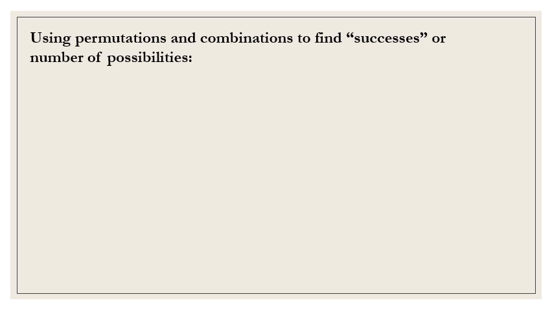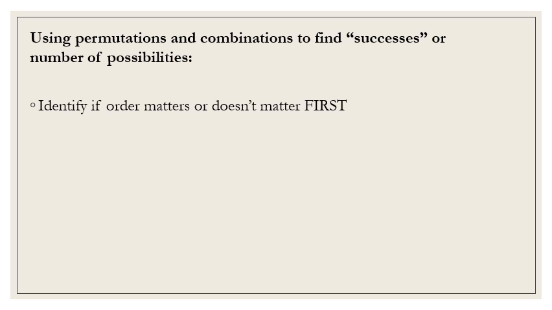Okay, next one. Using permutations and combinations to find successes or number of possibilities. So sometimes when we're doing probability, the problems get complicated. We have to use the permutations and combinations that we learned in the last unit in order to be able to count our set, our successes.